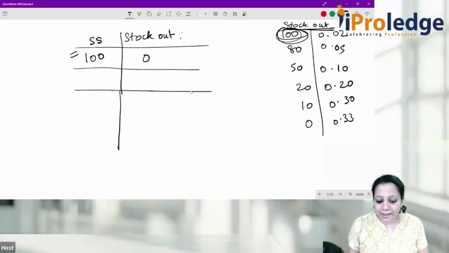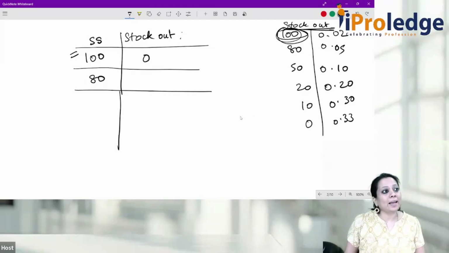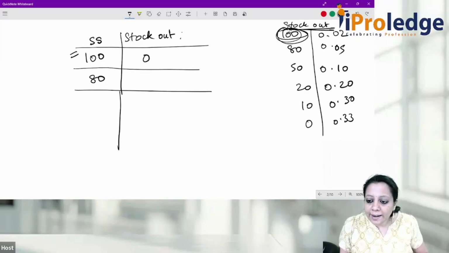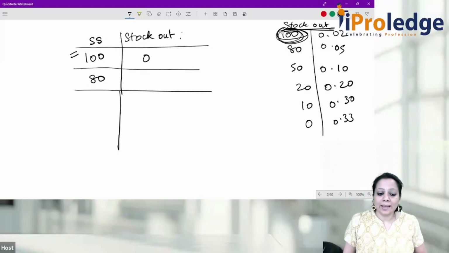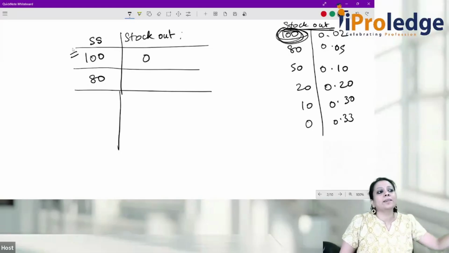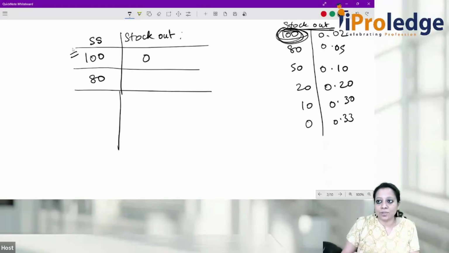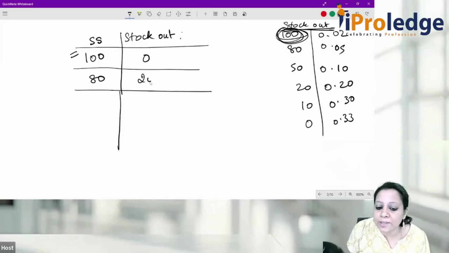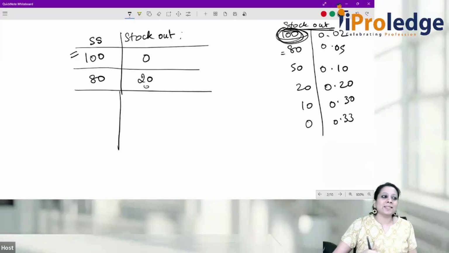Next, if it is 80, then what will happen? If 100 guests are coming, Shashi will give 80 chocolates. So what is safety stock? He is keeping a safe minimum stock in his godown, so he has 80 chocolates. But how many guests extra came? 100. So in that scenario, how much will be the stock out? 20. Then if 80 people come, it is again 0. 80 people extra means 80 people.